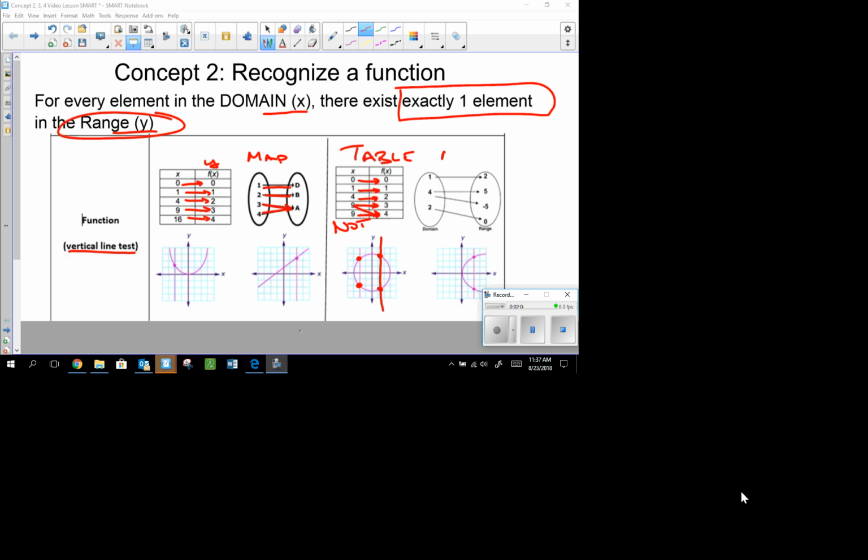From the map, we have the same issue. If you notice, the 4 here points to a 5 and a -5. Again, it cannot have two elements in the y or two elements in the range. Therefore, those are not functions. Okay, so all 4 of these graphs on this side are not functions. So again, only one element in the domain, okay, there exists exactly one element in the range.